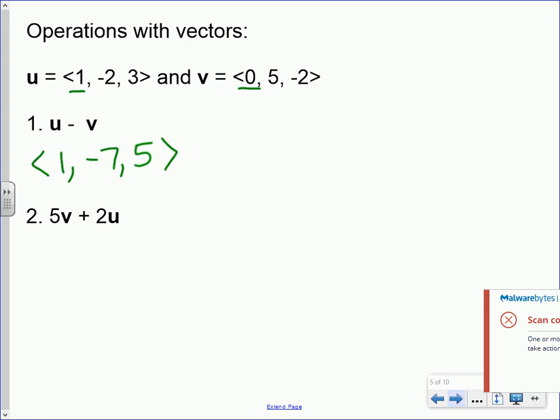Tegan, what do you get? Can you tell me how you get 2? Oh, never mind. I was looking at 5u plus 2v. Okay. Do you agree with Tegan? Okay. Excellent.